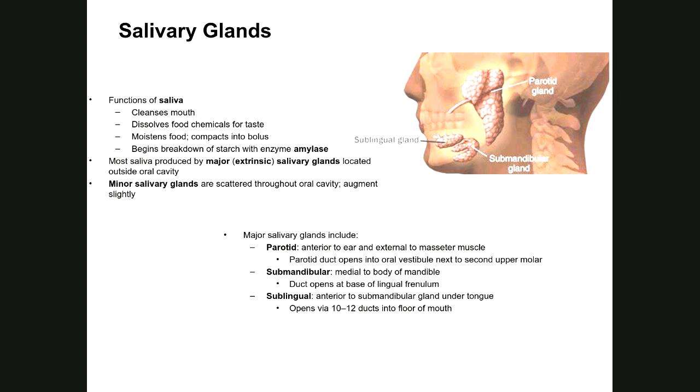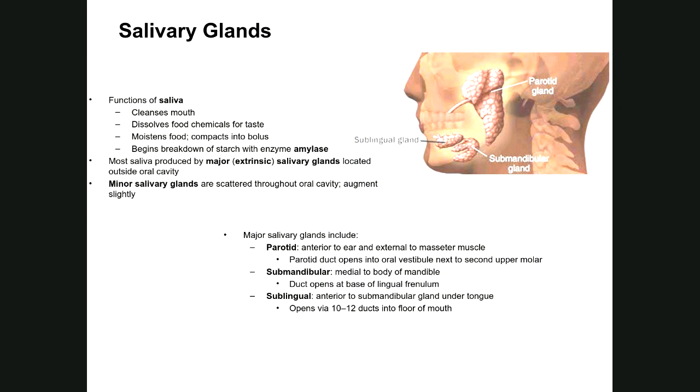Most saliva is produced by the salivary glands that are extrinsic glands. They are located outside of the oral cavity. Minor salivary glands are scattered through the oral cavity. Of the major salivary glands, we have the parotid gland, anterior to the ear and external to the masseter muscle.